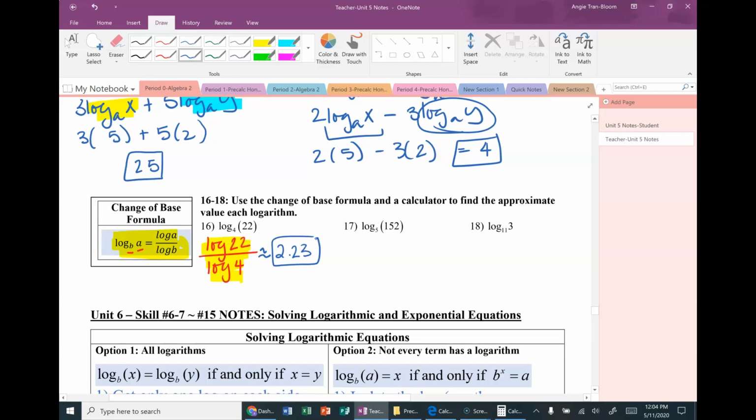Now number 17, we will do the same thing. We will convert it to log of 152 divided by log of 5. Go ahead and take your calculator out. I want you to find the decimal approximation. Similarly to this one, log of 3 divided by log of 11. Notice how the base, if you have the base, that's going to be in your denominator, okay? So now go and use your calculator and find the approximation for the next two.